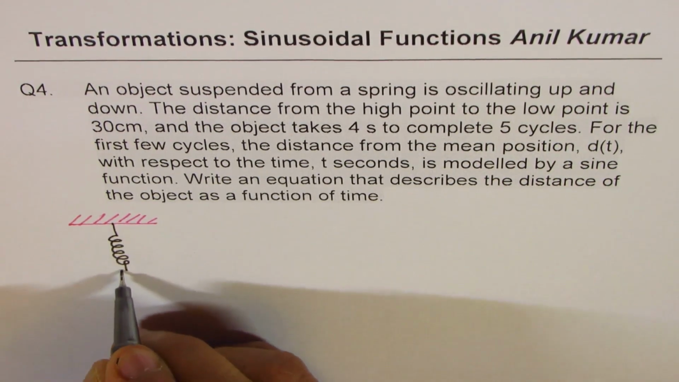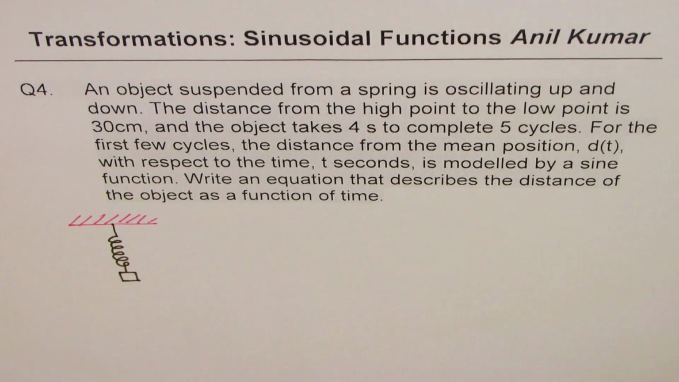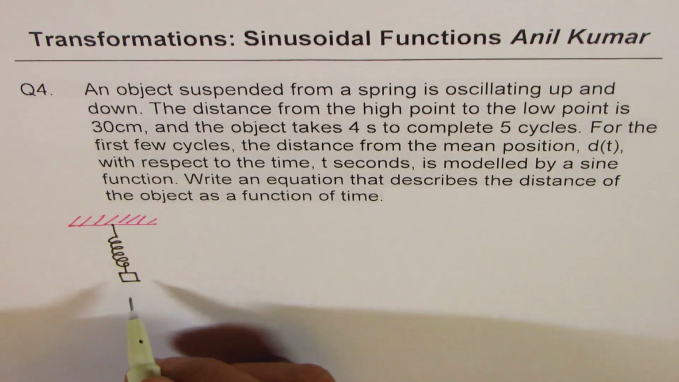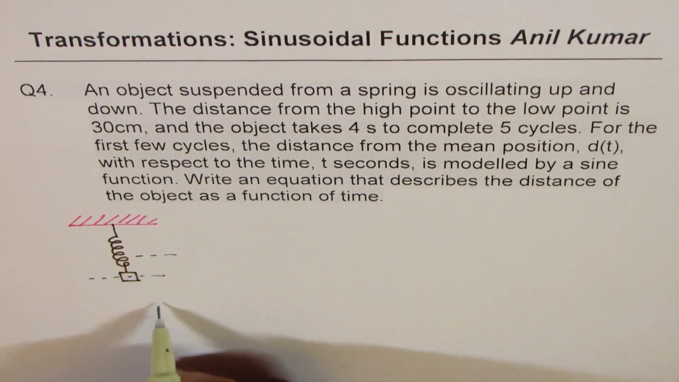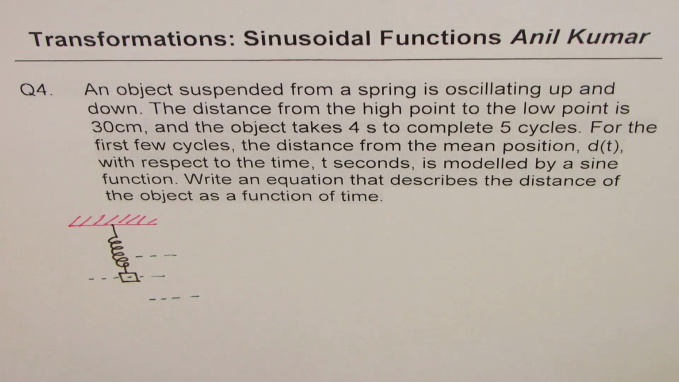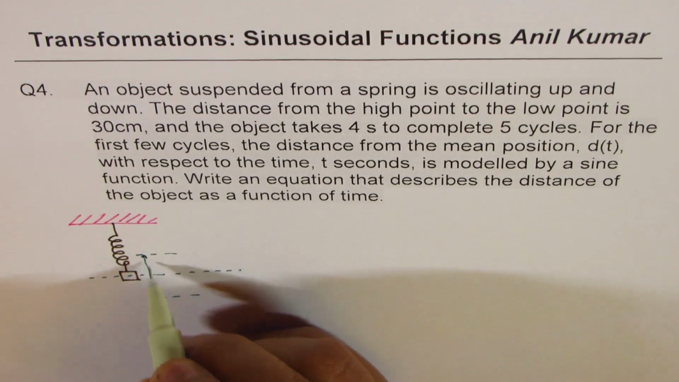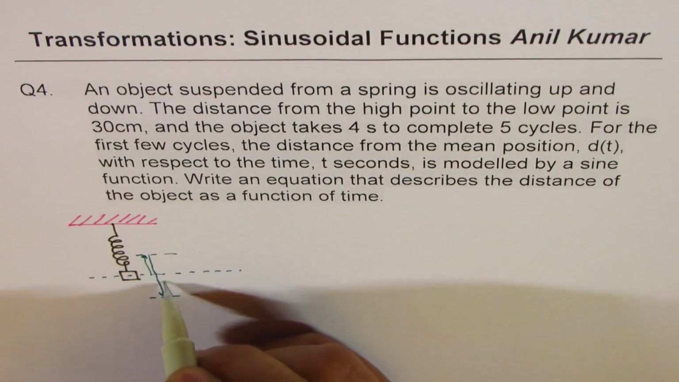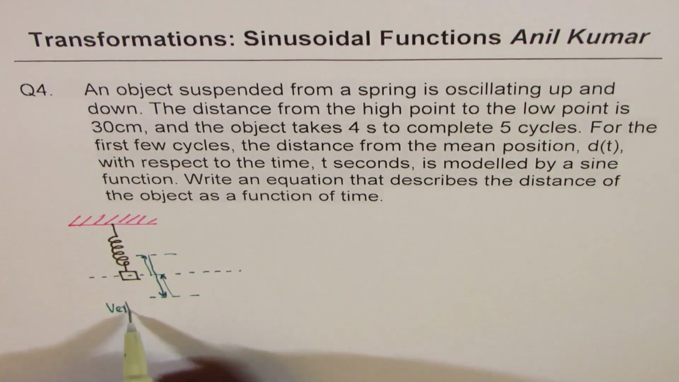Let's attach a mass to this spring. Okay, so what is really happening here is that this object is oscillating. That means it goes up and it comes down. And this is the mean position, right? So this is the mean position. As it goes up and down, it's oscillating at one point only. It just goes up and then comes down and then goes up. So that is kind of one cycle. It's a vertical cycle.